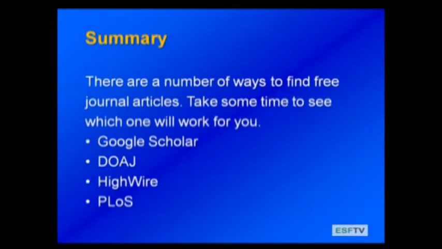We've talked about a handful of free online journal article databases: Google Scholar, the DOAJ, which is the Directory of Open Access Journals, Highwire, and PLoS, the Public Library of Science. These are all reputable resources that you can use for finding free journal articles. And again, these are going to search scholarly, sometimes peer-reviewed. And a lot of times you will be able to get the full text.